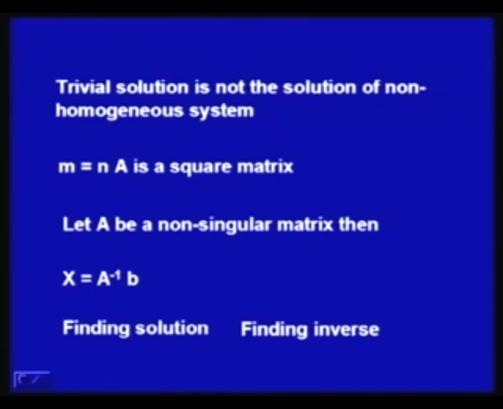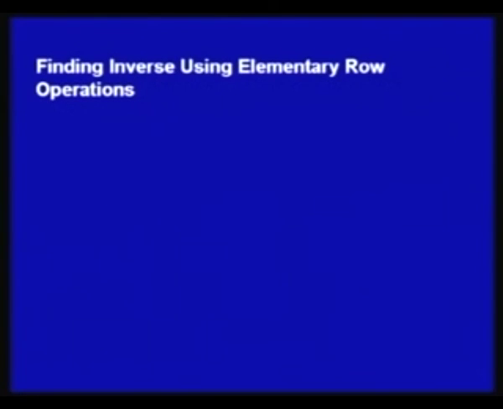So, A inverse is to be multiplied by the right hand side and we will get the solution. That means finding the solution of a given system means finding the inverse of the given matrix, but the inverse may not exist as the matrix may be singular also. So, let us discuss a method for finding the inverse of a given square matrix if it exists. We have already discussed one method of finding inverse, but today we are discussing a method which uses elementary row operations to obtain the inverse of a matrix.